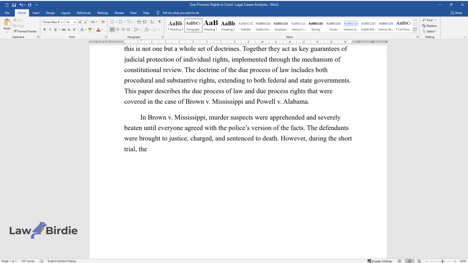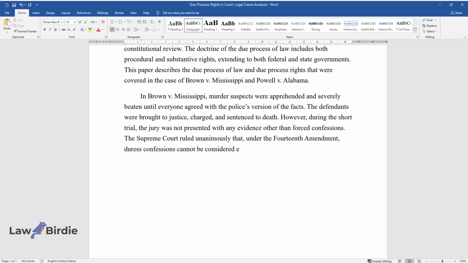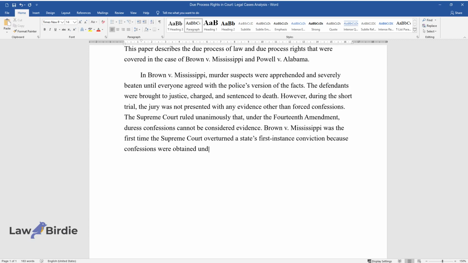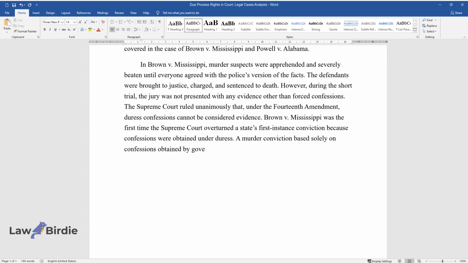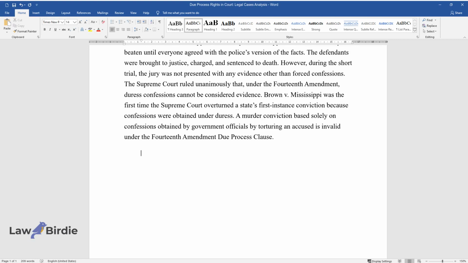However, during the short trial, the jury was not presented with any evidence other than forced confessions. The Supreme Court ruled unanimously that, under the 14th Amendment, duress confessions cannot be considered evidence. Brown v. Mississippi was the first time the Supreme Court overturned a state's first-instance conviction because confessions were obtained under duress. A murder conviction based solely on confessions obtained by government officials by torturing an accused is invalid under the 14th Amendment Due Process Clause.